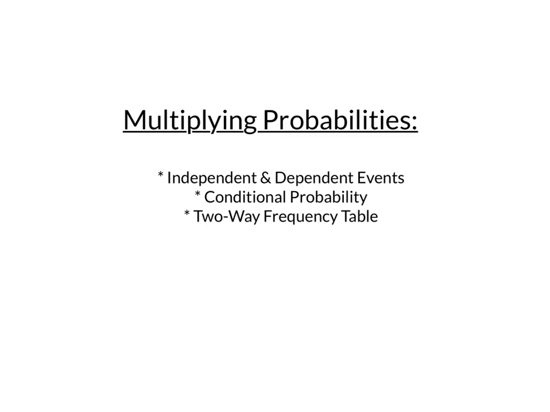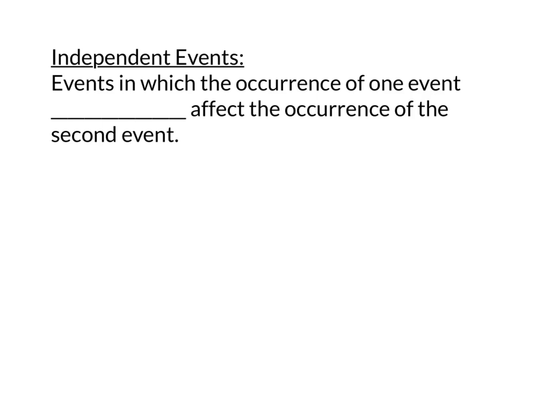I want to look at some situations where we might need to multiply some probabilities. In this video, we're going to cover independent and dependent events, conditional probabilities, as well as two-way frequency tables. So first of all, independent events are events in which the occurrence of one event does not affect the occurrence of the second event. They are independent of each other.